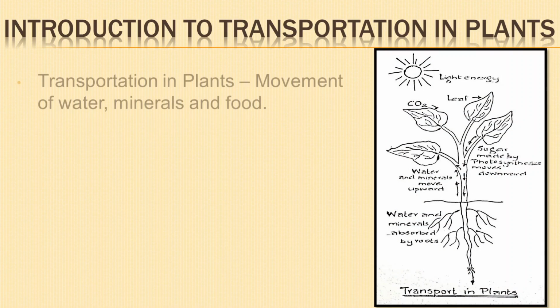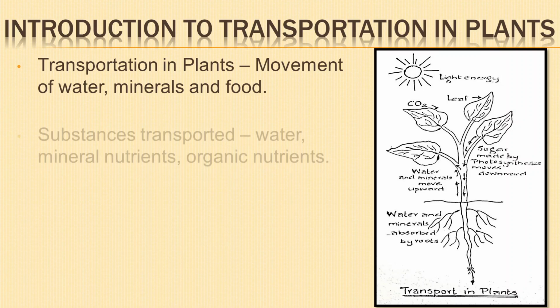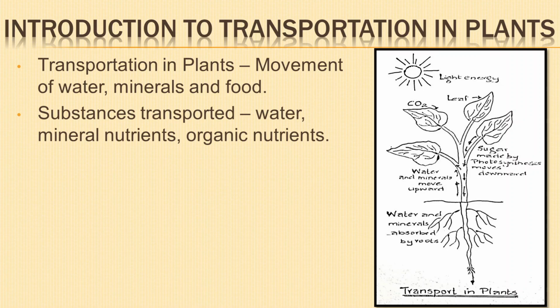Transportation in plants may be defined as the movement of water and minerals from the roots to various parts of the plant, and also the movement of food synthesized by the leaves to the entire plant. In a flowering plant, water, mineral nutrients or mineral salts, organic nutrients, etc. are the substances that need to be transported.